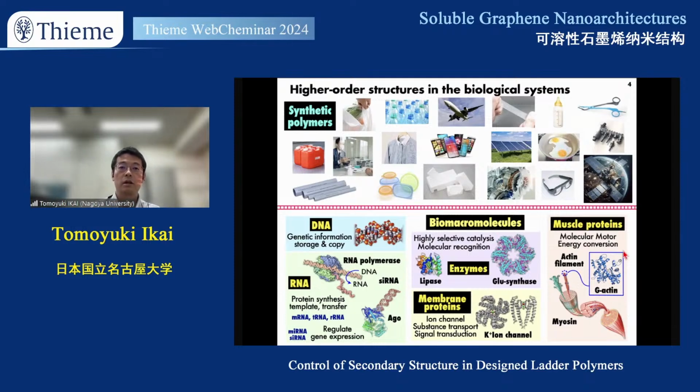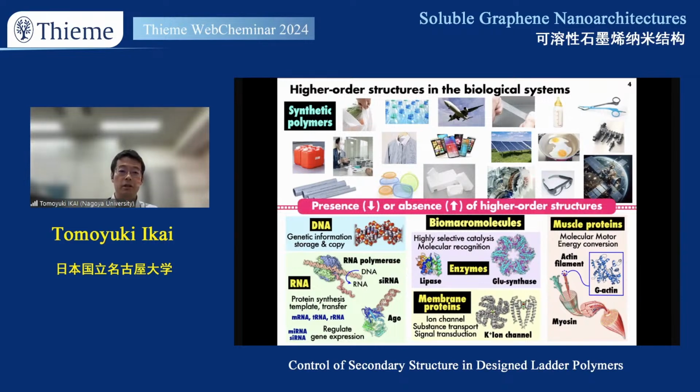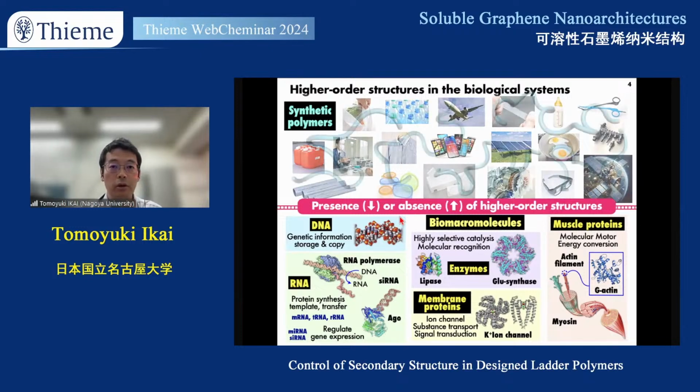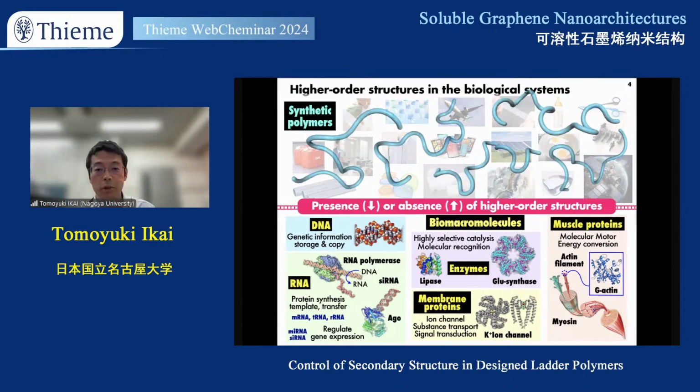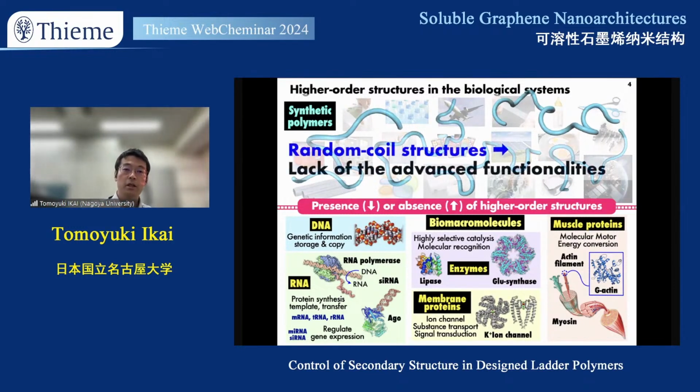Compared to these biological examples, the functional level of synthetic polymers is still considered to be quite low. We think this difference between synthetic and biological systems is most likely due to the presence or absence of higher order structures. Most synthetic polymers don't have a specific conformation but exist as a random coil structure. So this structural randomness is probably the main reason for the lack of advanced functionality in synthetic polymers.